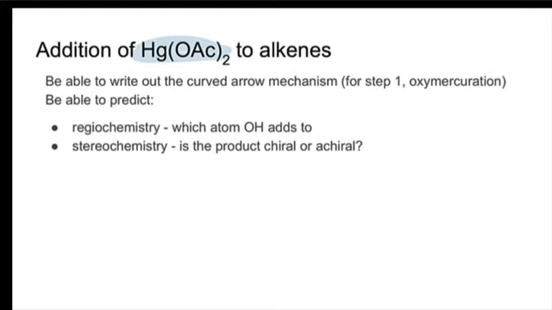And like before with the other reactions of alkenes, we want to be able to show a curved arrow mechanism. This time explicitly just for step 1, the oxymercuration step, so not step 2, which is the demercuration step. And in addition to the mechanism, you want to be able to predict the products with correct regiochemistry and correct stereochemistry. So let's do a few examples of predicting the products.